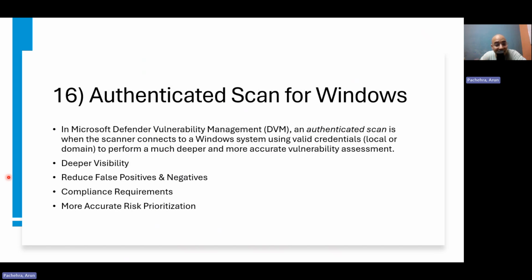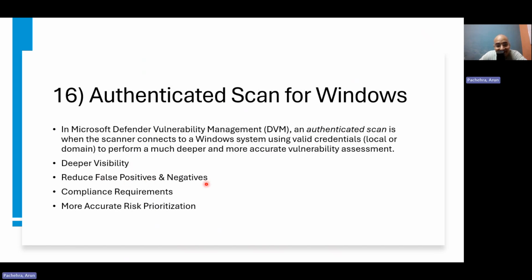This is typically done using Windows credentials like local admin and a domain account. So this performs deeper scans on Windows systems using authenticated credentials, so it has more information, unlike remote scans. So how does it help? Deeper visibility. Without authentication, scans rely on banner info or open ports. With authentication, DVM checks the actual state of the operating system. It reduces false positives because it confirms whether a patch is truly missing or already installed.